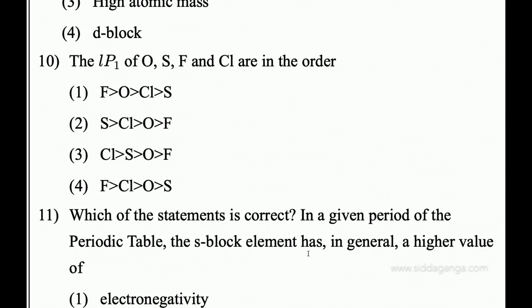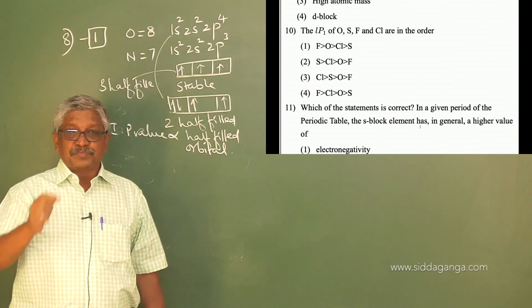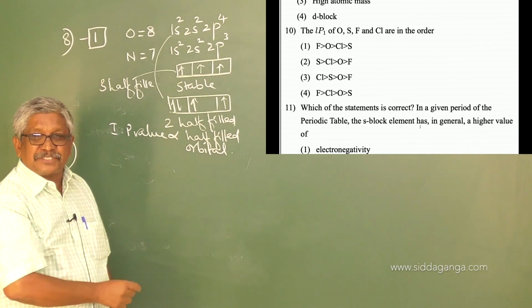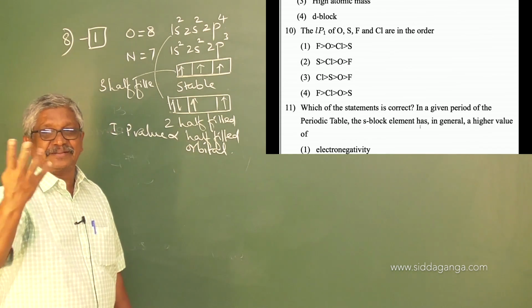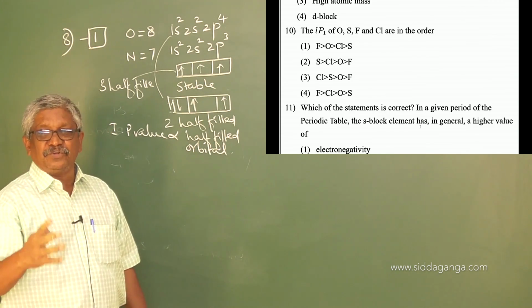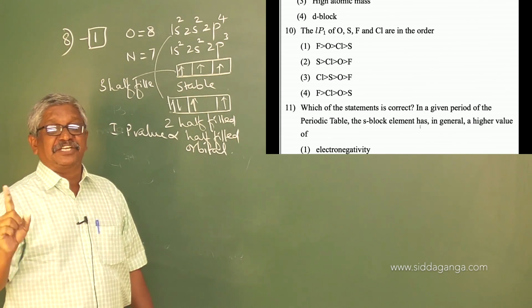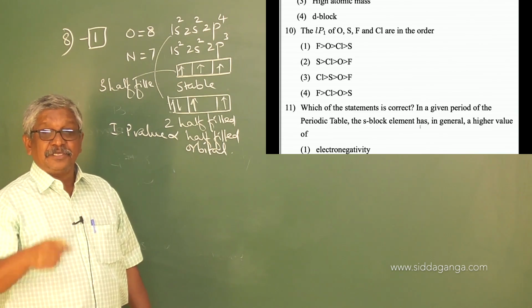The IP1 of oxygen, sulfur, fluorine and chlorine are in the order. Now we will see this. Here periodic table nalli horizontal rows are called periods, vertical columns are called as groups. Periods and group idella now separate madidare 4 atom ide: oxygen, sulfur, fluorine and chlorine. ಇದಕ್ಕೆ IP1 ಅಂದ್ರೆ first ionization potential. 1 indicates first, I indicates ionization potential.